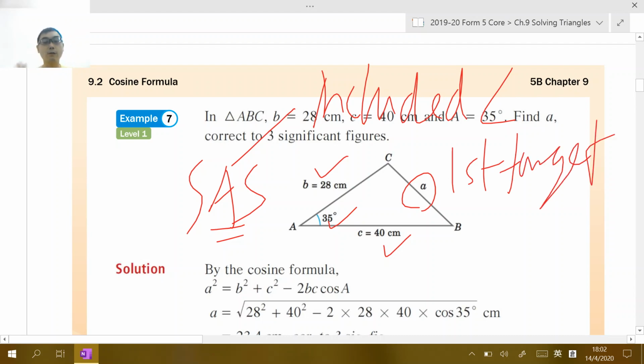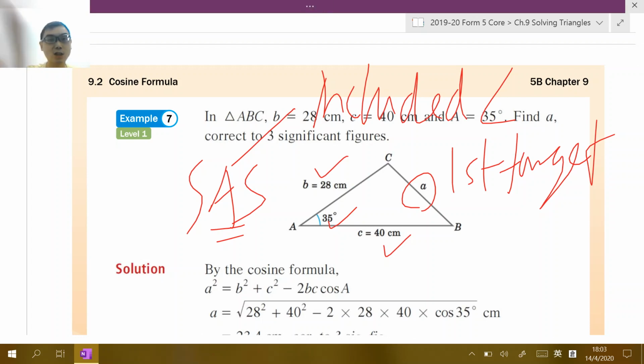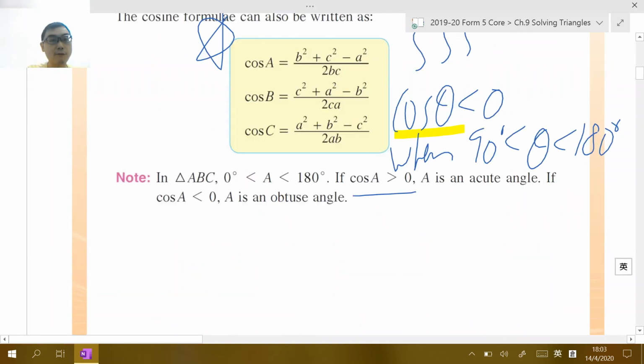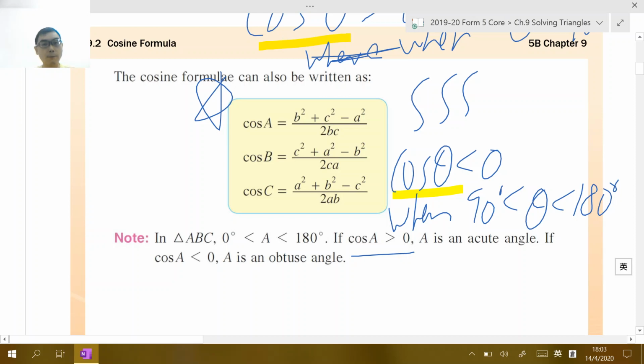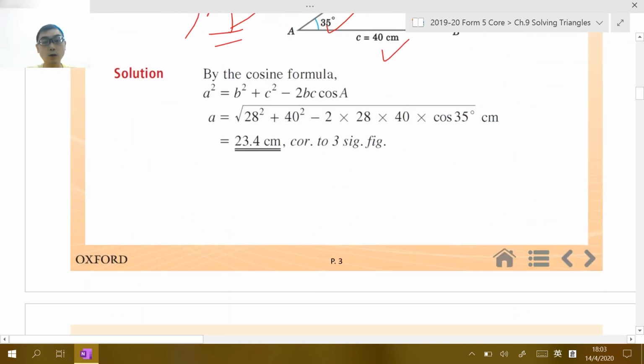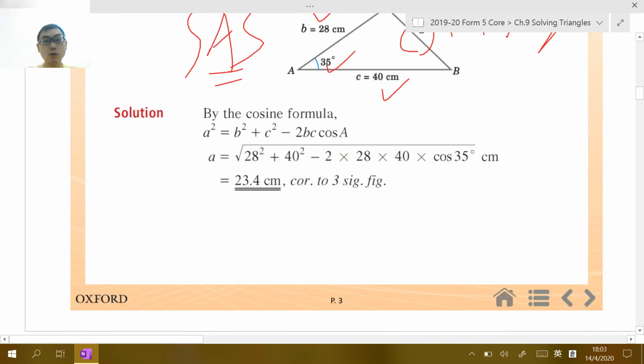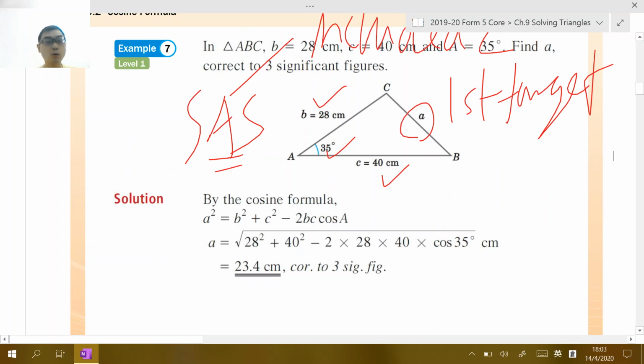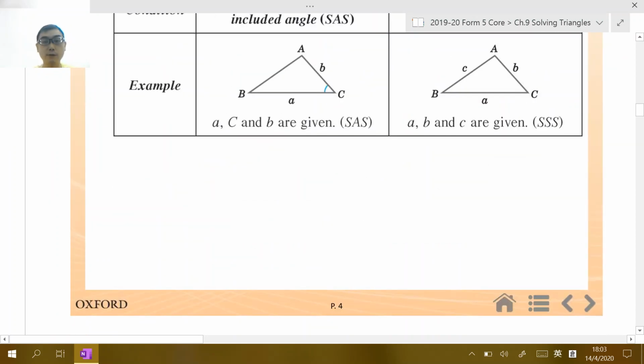After you have got the three sides, then you can apply the cosine formula once again by using this form, because once you have three sides known, you can find each of the angles by using this form. So after you got the side here, how can you find the angle? You can just use the cosine formula once again. So it's not very difficult here.